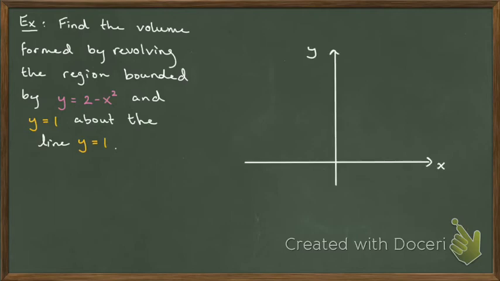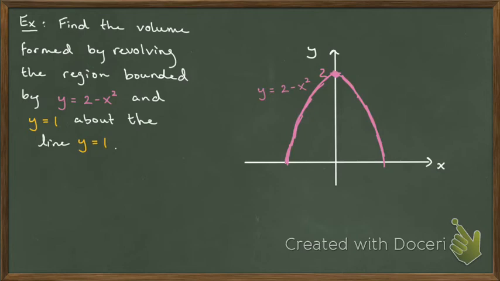Okay, so there's my coordinate axes. 2 minus x squared, when I graph that, it's a quadratic, a parabola, and since there's a minus in front of the x squared, it's opening downwards with a y-intercept of 2. So I've got this parabola opening downwards, with a vertex at 0, 2. There's my 2 minus x squared. I could find the x-intercepts to make my graph a little bit more clear, but I don't really need them in this case.